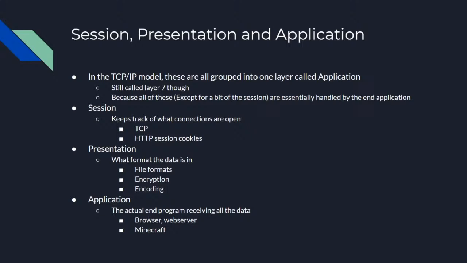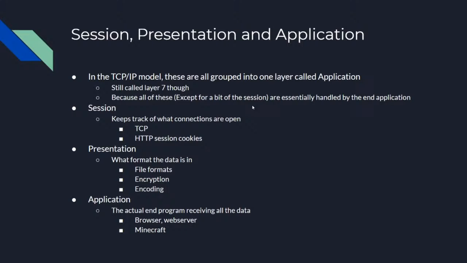Now, you look at me and like, what is this monster of a slide? Well, this is the session, presentation, and application layer slide. I grouped this all together because the TCP/IP model is kind of like OSI, except the top layers are all grouped into one layer called application, which people still call layer 7, because the TCP/IP model is technically what is used today over OSI, but people still refer to everything as OSI.